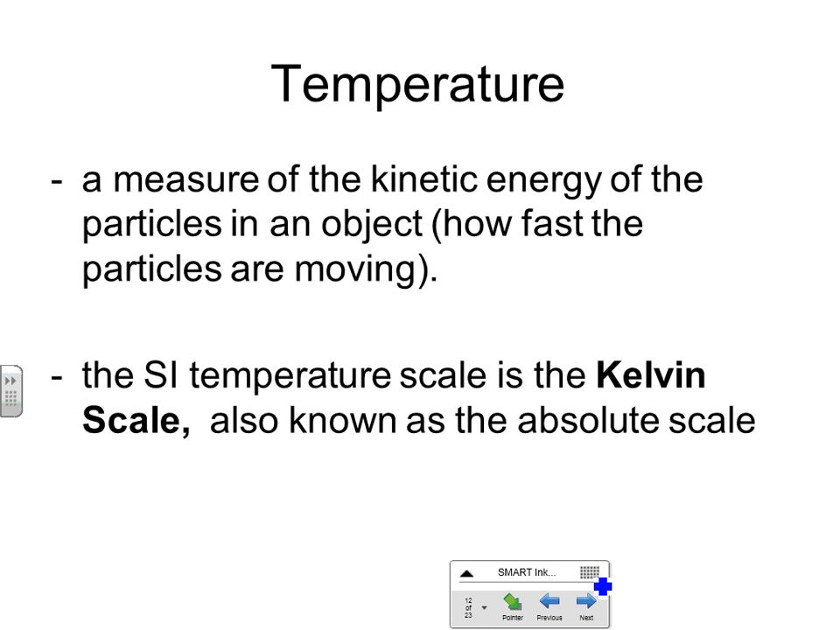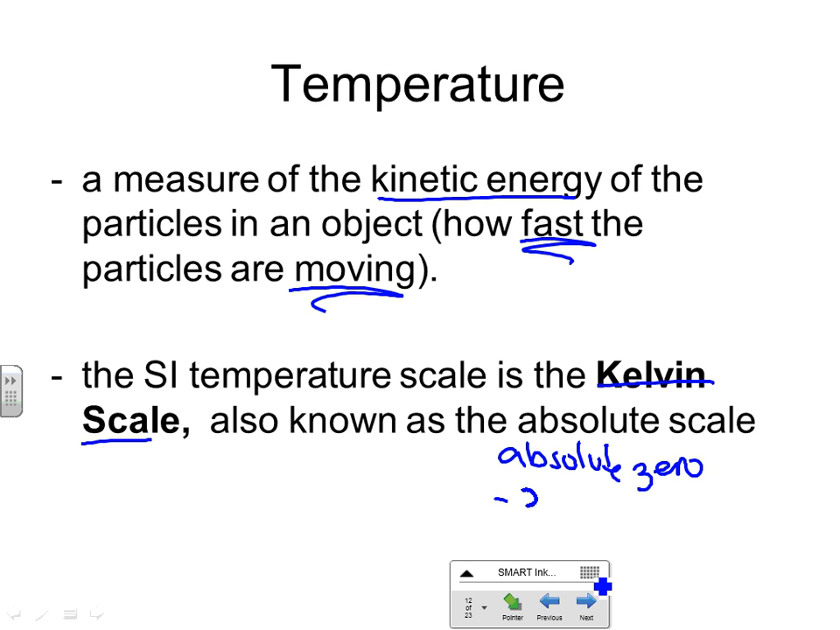Okay, so we talked about temperature really briefly earlier. It is the measurement of the kinetic energy or the average kinetic energies in an object, and kinetic energy refers to movement and how fast things are moving. So we'll get into more when we talk about gases and other thermal properties of matter. But using the Kelvin scale, this is known as the absolute scale, because absolute 0 is negative 273 degrees Celsius. So we'll get into that some more, but absolutely you have to use the Kelvin scale in chemistry.